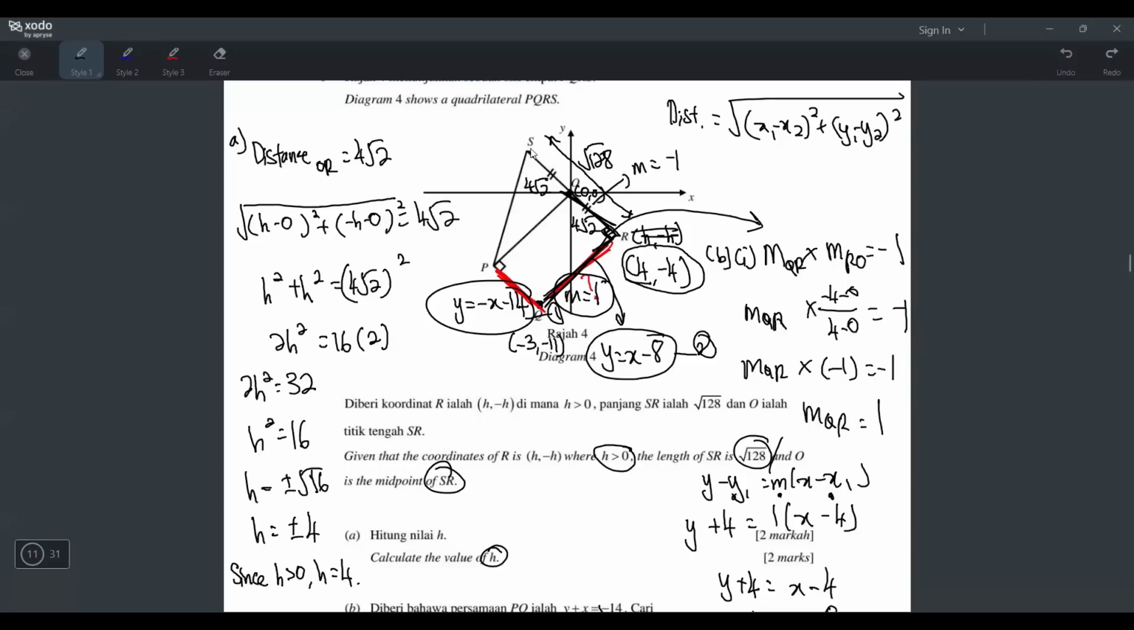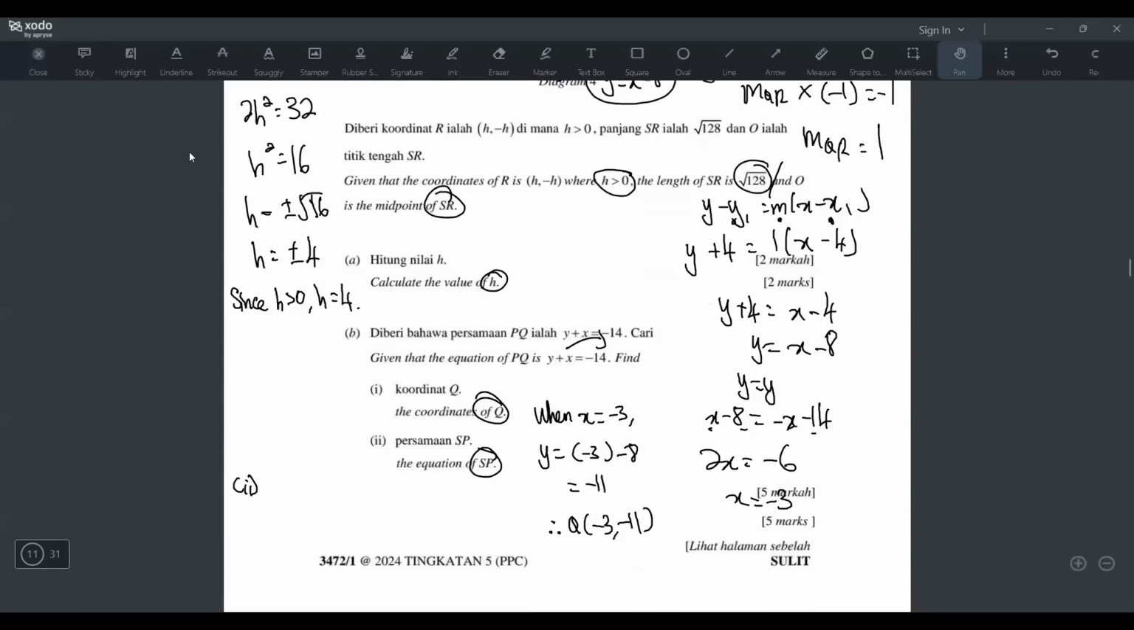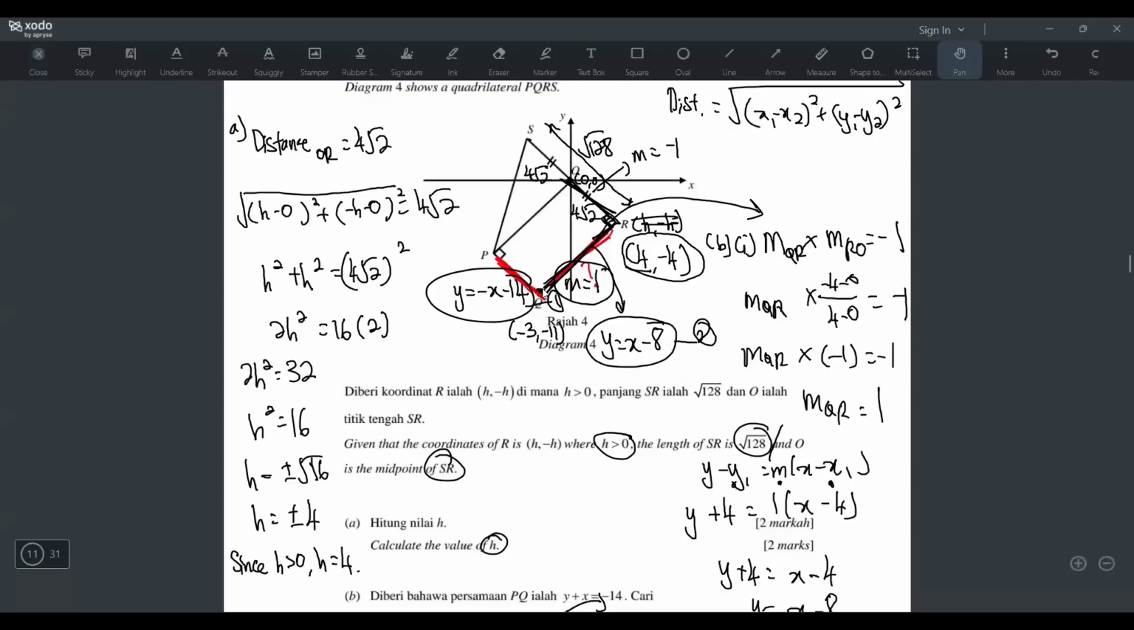Okay. Can I find point S? Yes or no? Point S. Okay, we know point Q is this. Okay, actually we can find point S. Let me explain to you what's the method here, okay?